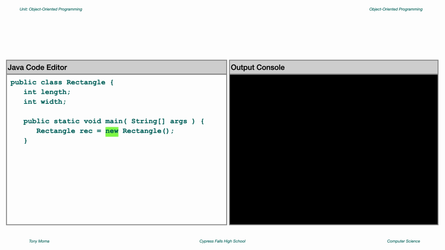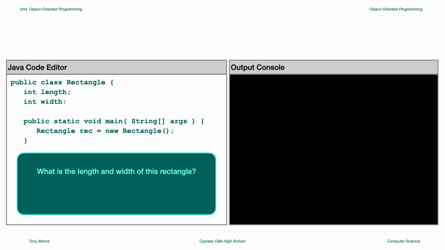On the other side of the equal sign operator is the new operator, the new keyword. Once again, we use the new keyword whenever we're creating a new object. That's then followed by the data type, which is rectangle, and a pair of parentheses. This creates the rectangle object. So now that the object is created, this begs the question, what is the length and width of this rectangle? Well, the length and width is currently 0, since 0 is the default value for an integer.